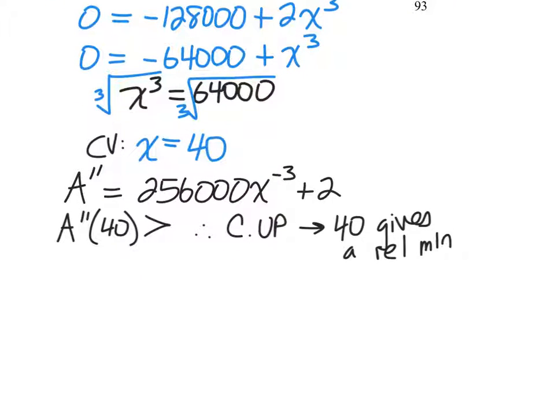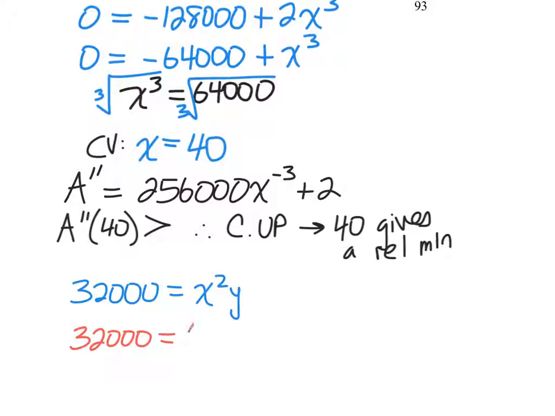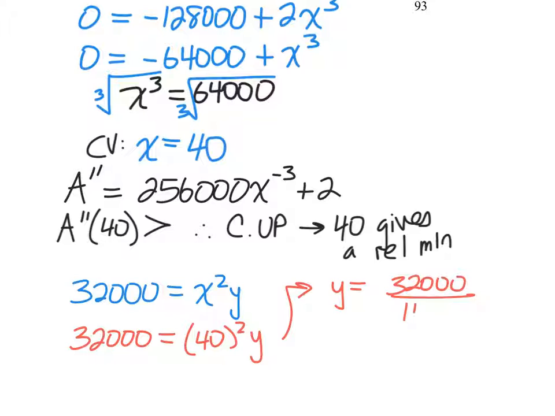All right, so 32,000, if I remember correctly, was equal to x squared y. If I want the y value to go with it, we do 32,000 equals 40 squared y. So y would be equal to 32,000 over, well, 40 squared is 1,600. Drop a couple of zeros. Talking about 20.